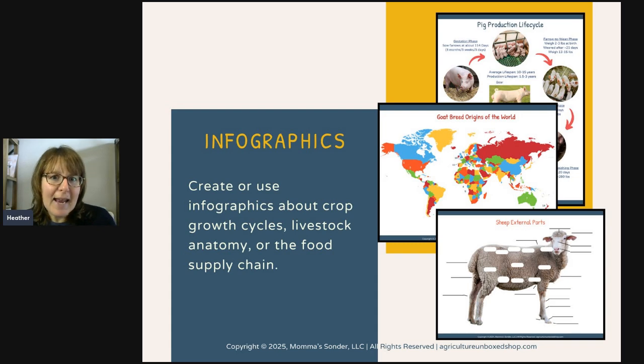Our livestock anatomy worksheets, or when we're talking about the food supply chain, where things originate, with breed origins, if they can see the map and see where they come from with those breed origins. So they like to see those with those infographics there.